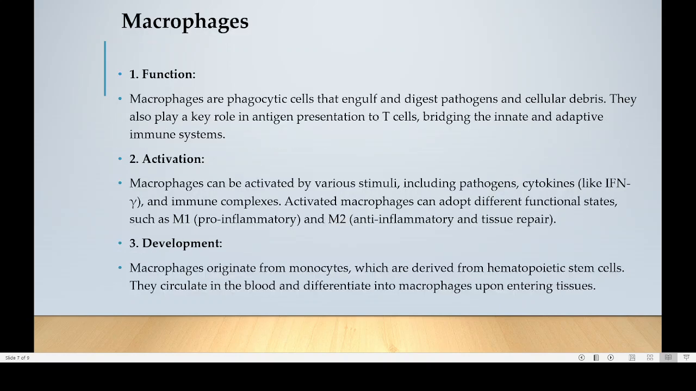Now we have another type which is known as macrophages. In the case of macrophages, you can see that macrophages are phagocytic cells. Phagocytes, you know what is phagocytosis, and they will be engulfing, swallowing and digesting the pathogens and their cellular debris. They also play a key role in antigen presentation to T cells, bridging the innate and adaptive immune response. So the main function of macrophages is to eat or feed on the pathogen. That is how the phagocytosis will be taking place. So here you can see the phagocytosis of the cell.